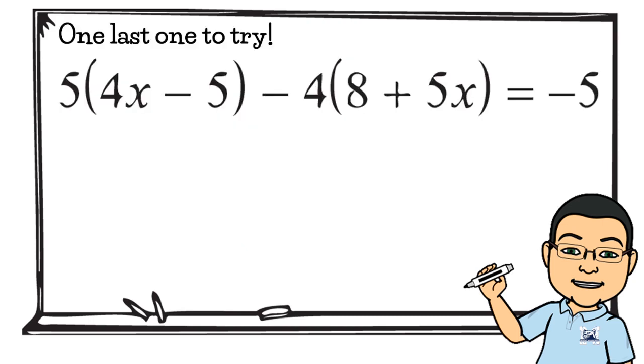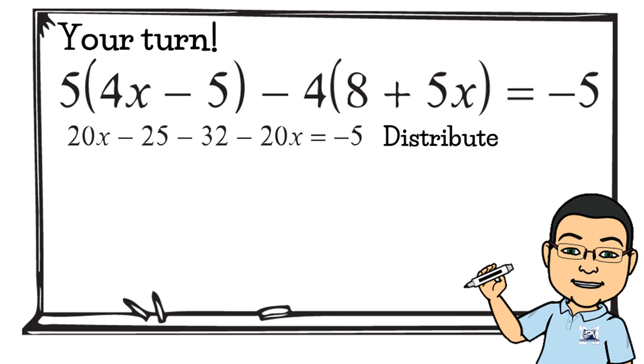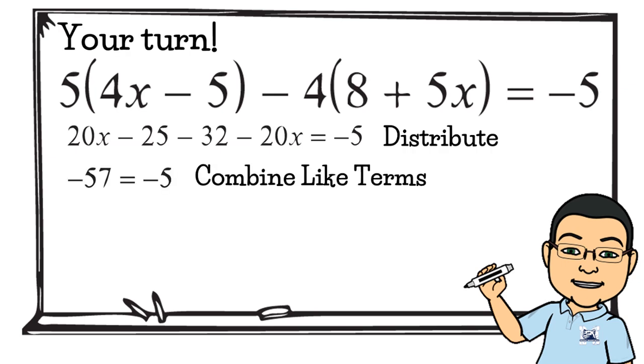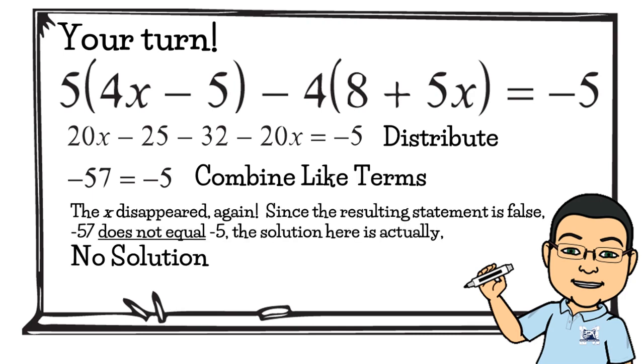So one last time, give this one a try. Distribute through, combine your like terms, and in this case, the x disappeared again. But now, the result is not a true statement, right? Negative 57 does not equal negative 5. And so the solution here is actually no solution at all. There's no number that would work that would make this true.